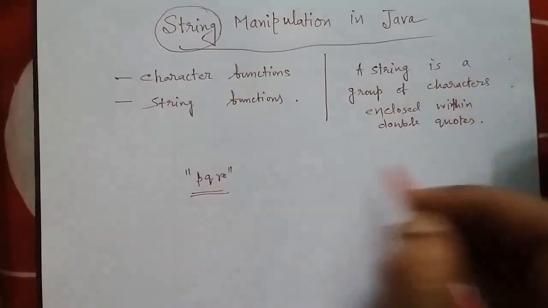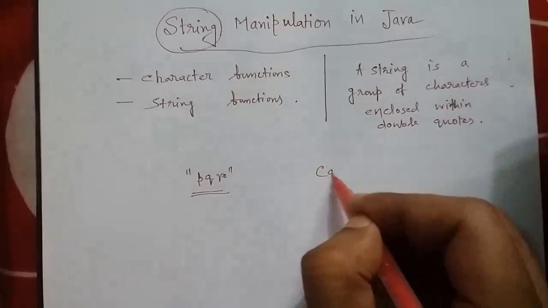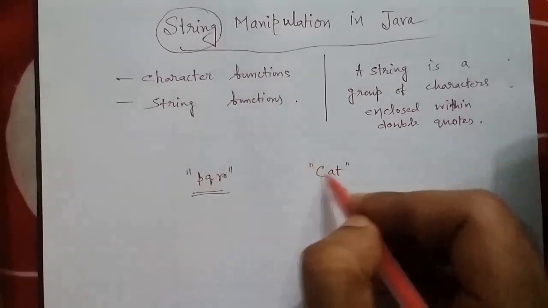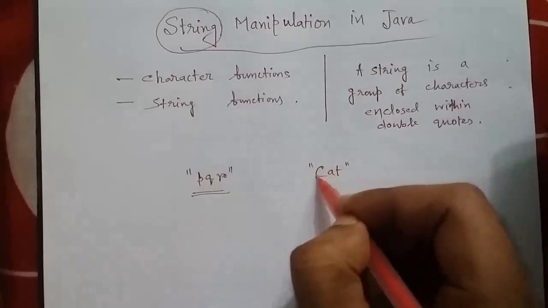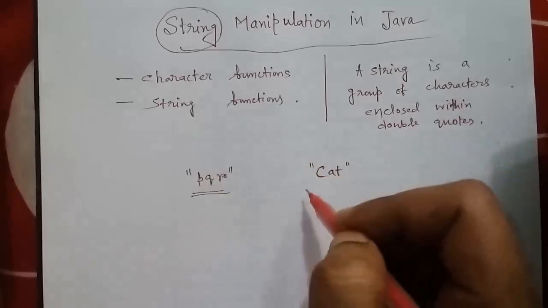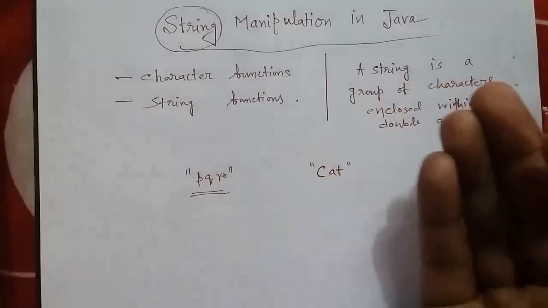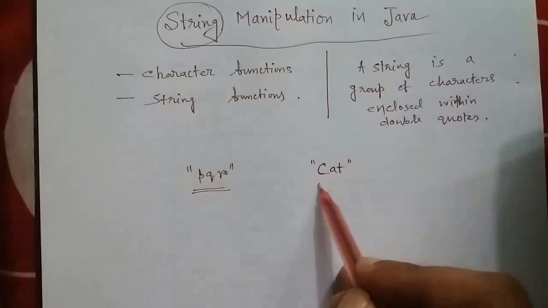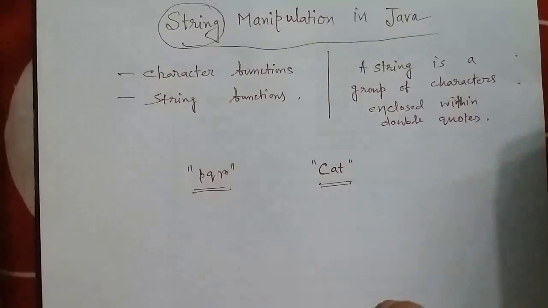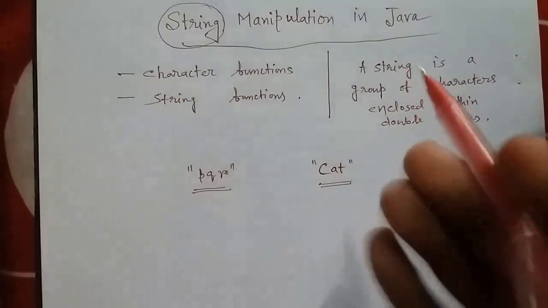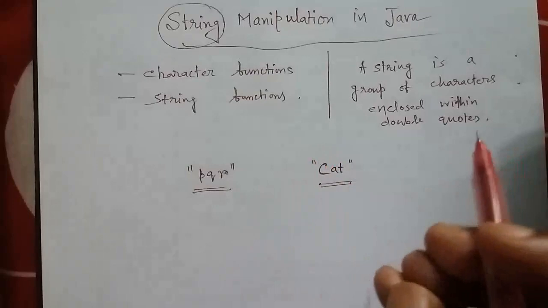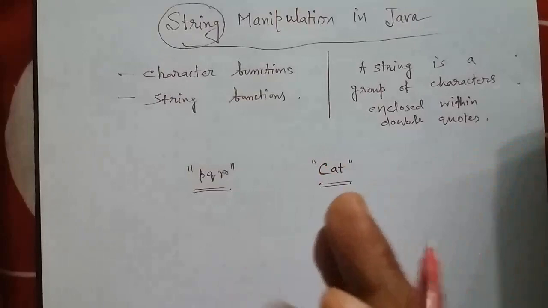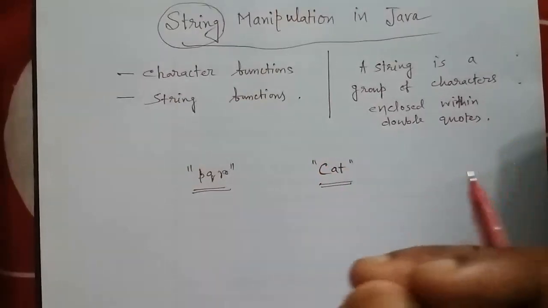If I tell you that cat, C-A-T, so C-A-T is a word which can be enclosed within double quotation, because C is a character, A is a character, T is a character. It is a combination of uppercase and lowercase, but they are the group of characters, isn't it? So cat is also a string. More obvious example is your name. Your name is a string because your name contains a group of alphabets, that means a group of characters. So your name is a string value.